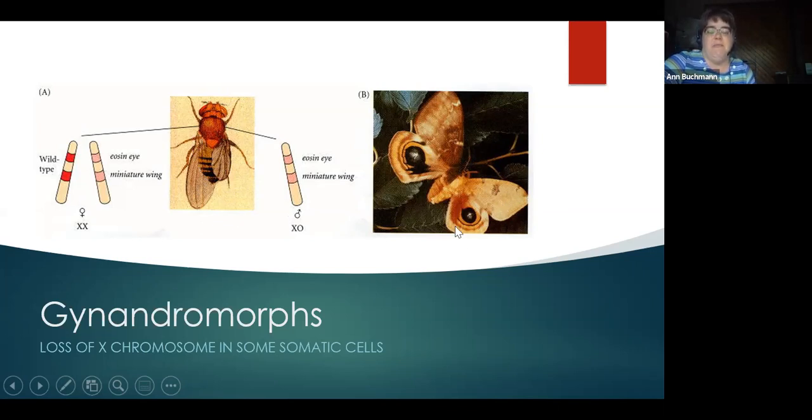On the right here is a moth, and I don't remember which side is male and which side is female, but you can see a definite difference in coloring. One side is colored like the female would normally be colored. The other side is colored like the male would be colored. And that again is one side has an XO and the other side has an XX.